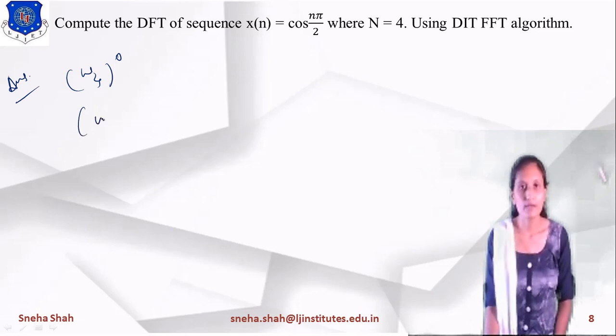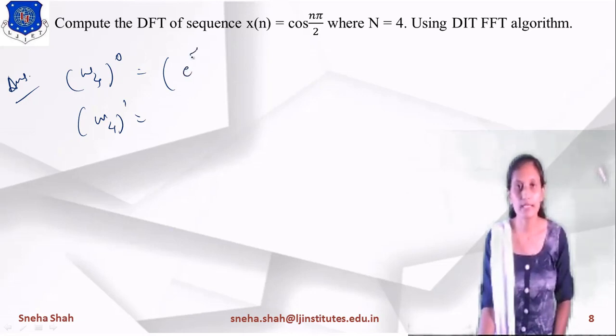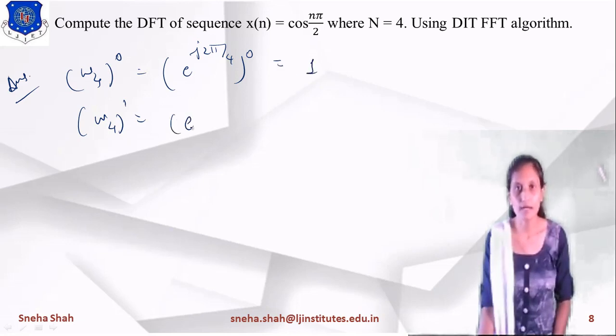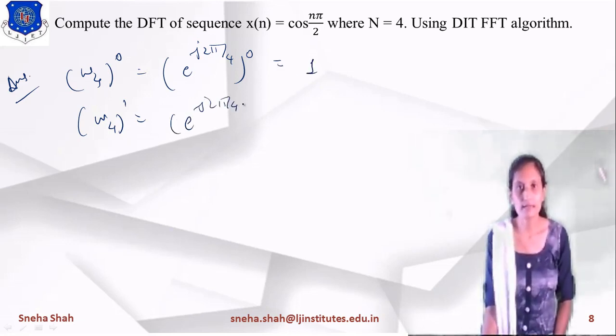W4 raised to 0, and what is the value of W4 raised to 1? W4 means Wn, right? So what is the value of Wn? E raised to minus j2 pi by n, and the value of n equals to 4. So any term raised to 0 means 1, and e raised to minus j2 pi by 4 raised to 1 means e raised to minus j2 pi by 4, and its value is e raised to minus j pi by 2.